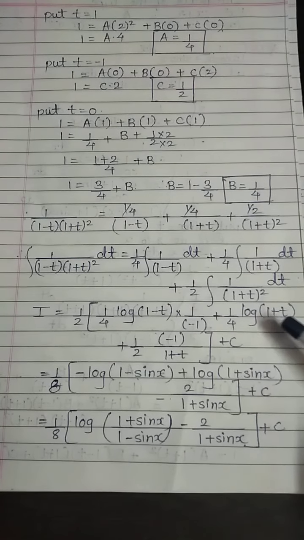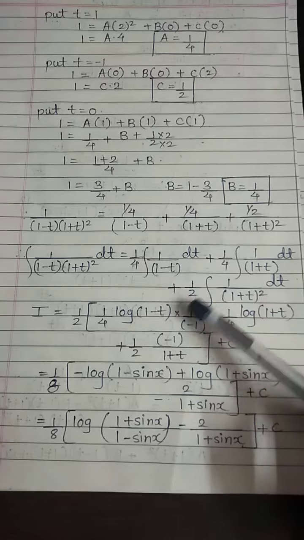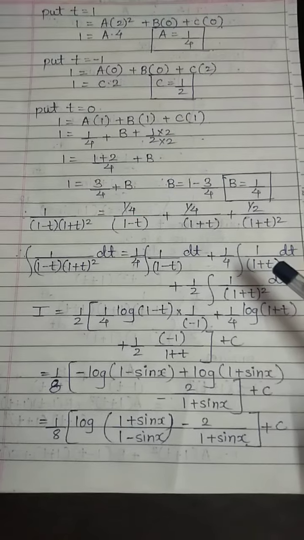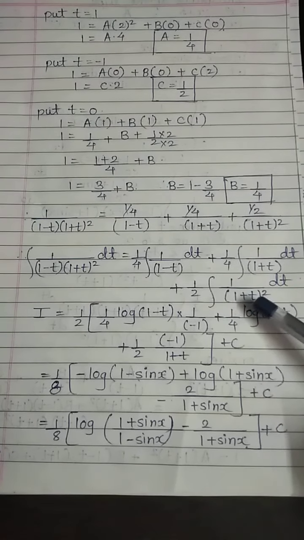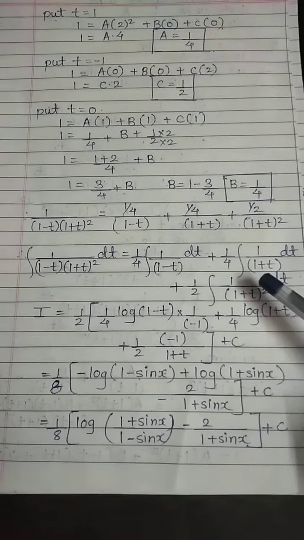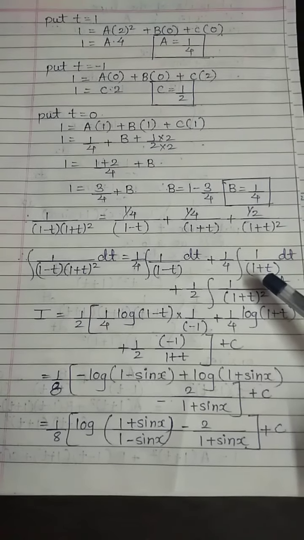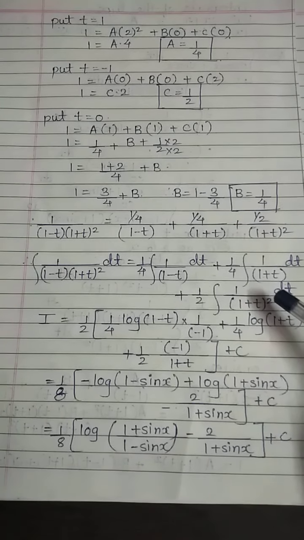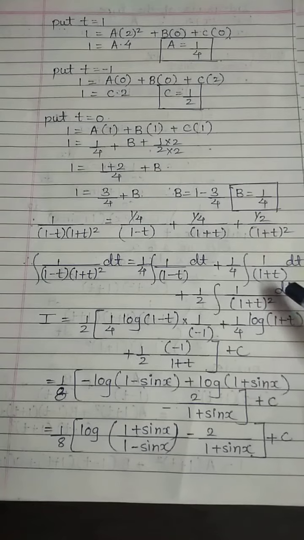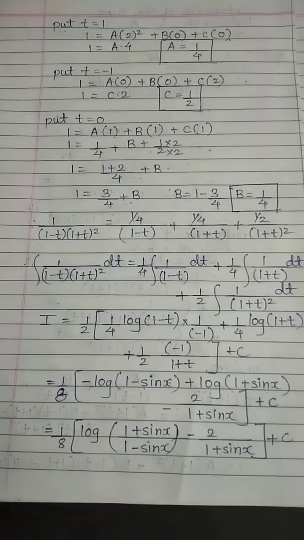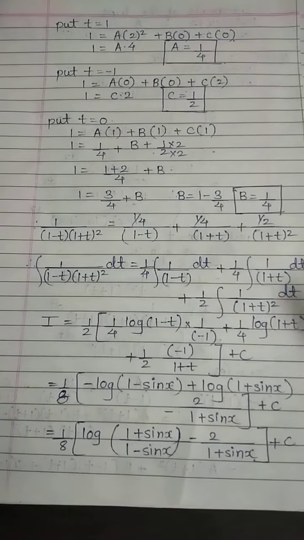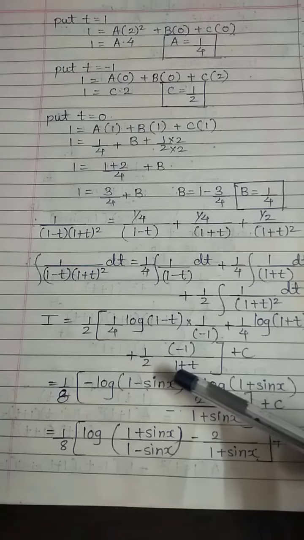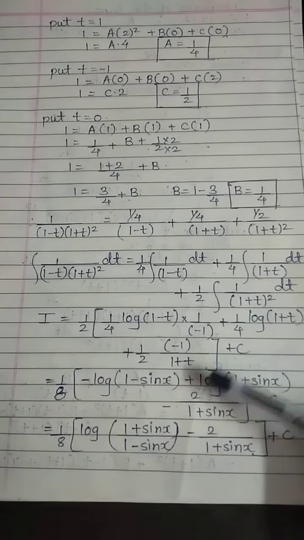plus 1 by 4 into log of 1 plus t plus 1 by 2 into, here if we write this denominator term in numerator, then the term will be (1 plus t) bracket raised to minus 2, and here we will apply the formula of (ax plus b) bracket raised to n. So the integration will be (ax plus b) bracket raised to n plus 1 upon n plus 1 into 1 upon coefficient of x, that is a. So here by using that formula the integration will be minus 1 upon 1 plus t.